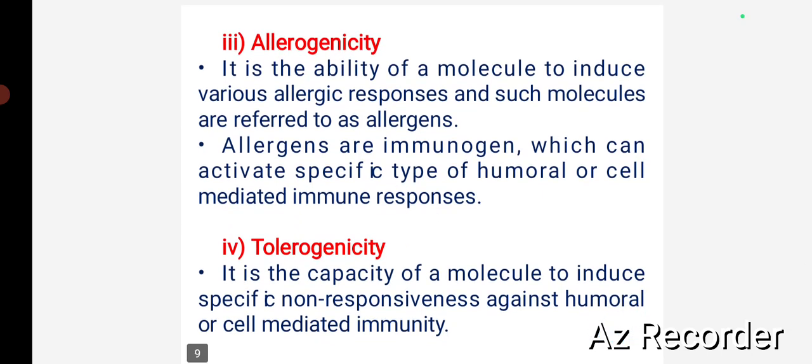Next one, tolerogenicity. Tolerogenicity means the molecule is capable of inducing tolerance. It is the capacity of a molecule to induce specific non-responsiveness against humoral or cell-mediated immunity.